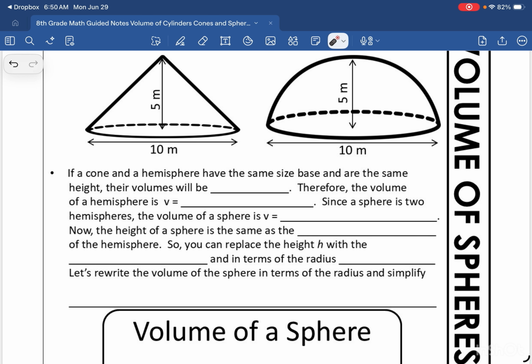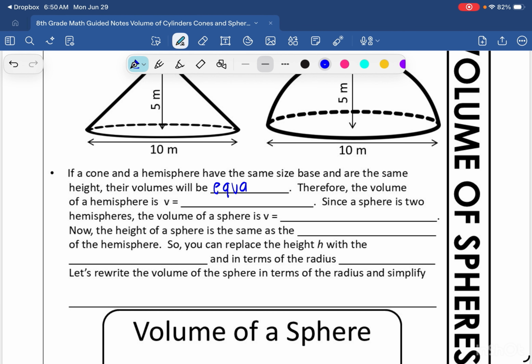If a cone and a hemisphere have the same size base and are the same height, the volumes will actually be equal. Therefore, the volume of a hemisphere is the same as the volume of a cone. Pi times the radius squared times the height, all divided by 3. Since a sphere is 2 hemispheres, the volume of a sphere is double the volume of a hemisphere. So that's going to be 2 times the volume of a cone.